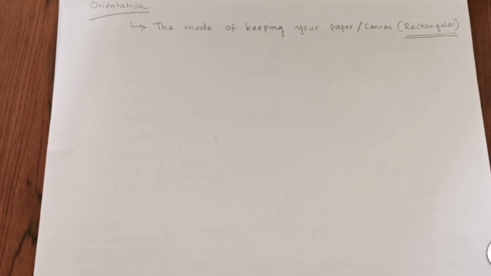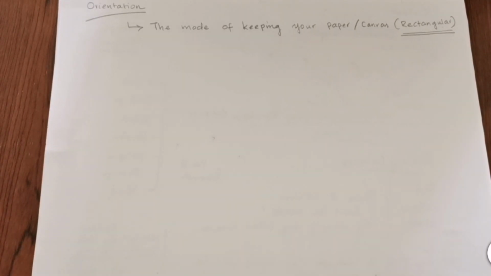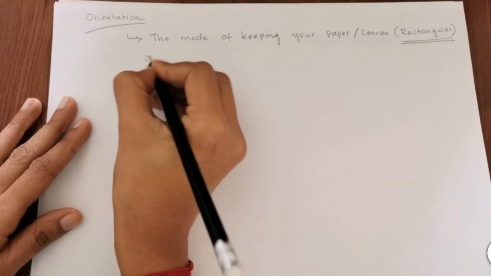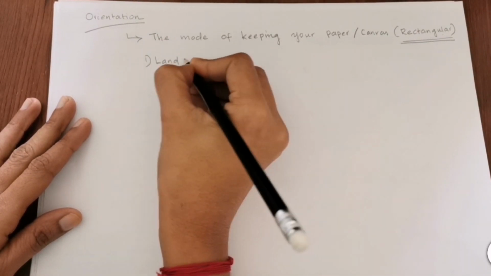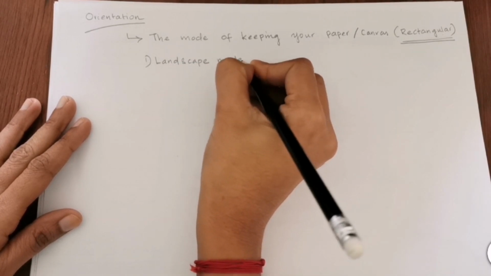And the landscape is for any drawing that needs a wide coverage. And for any object oriented drawing, use portrait mode. Okay, keeping your paper horizontally is landscape, keeping your paper vertically is portrait. Okay, so just note it down.